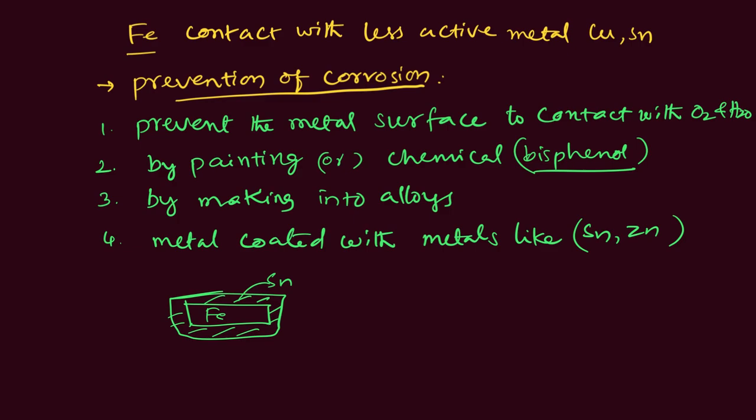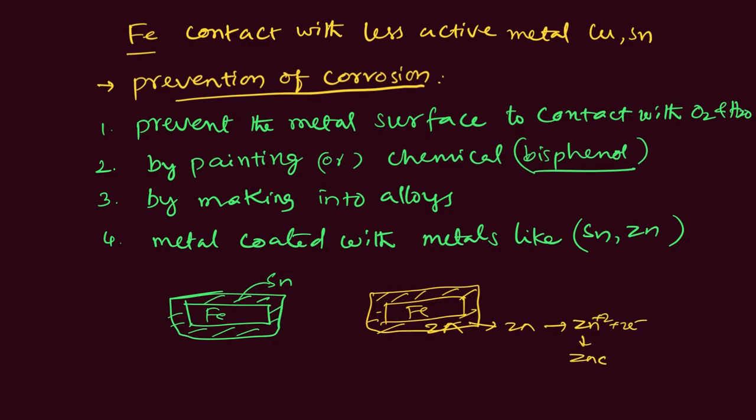This is one way. Another one, this is an iron bar, if it is coated with the zinc, then what happened? Zinc is more active than iron based on the electrode potential value, therefore zinc will react and convert into zinc plus 2 plus 2 electron, and it forms further zinc oxide which protects the iron. So this is called galvanizing.